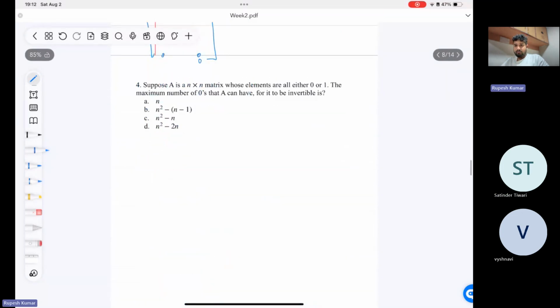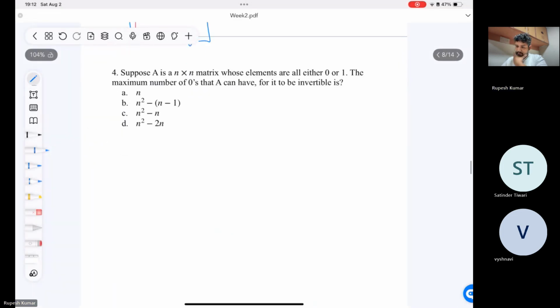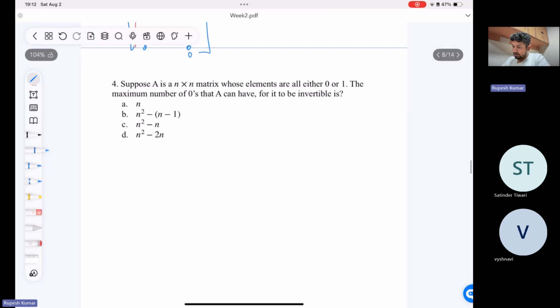Right. So I think Vaishnavi, do you have any doubt in this? I think no. Yeah.